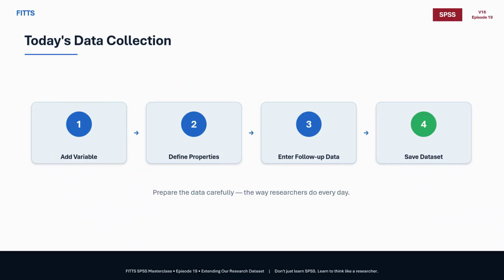So this lesson is very practical. We will add two new variables. The first records whether each student completed the program. The second records their updated GPA after 1 month. And once those variables have been added and the data entered, our dataset will be ready for a completely new type of statistical analysis. But before we get there, I want us to open SPSS and do what researchers do every day, prepare our data carefully.